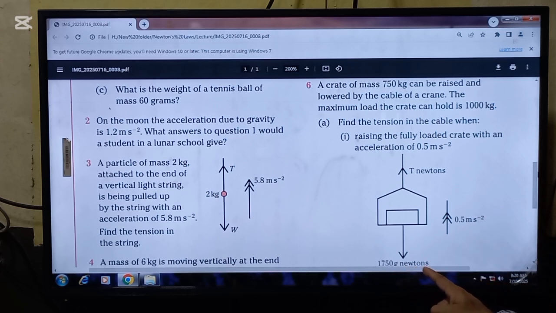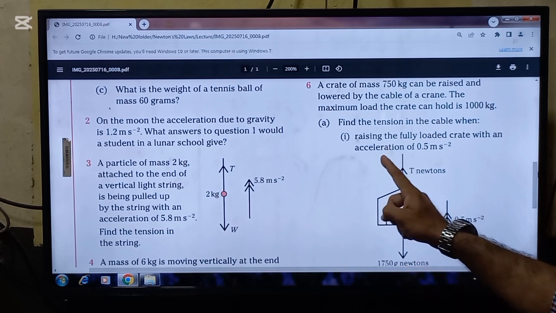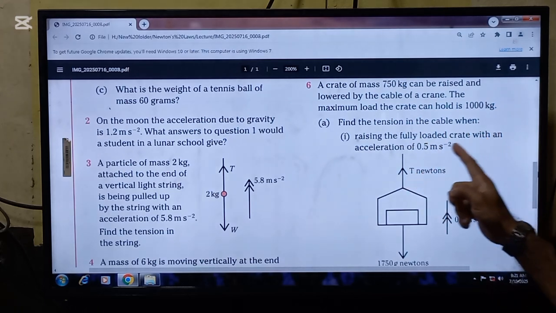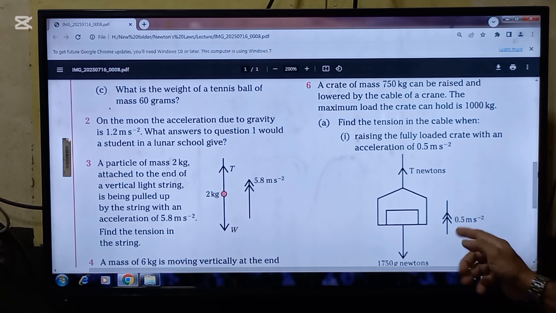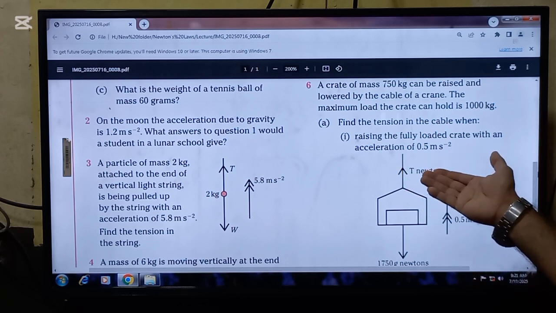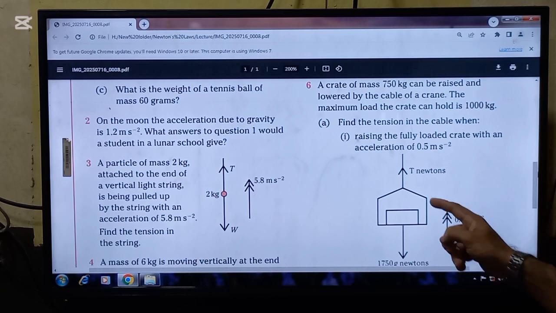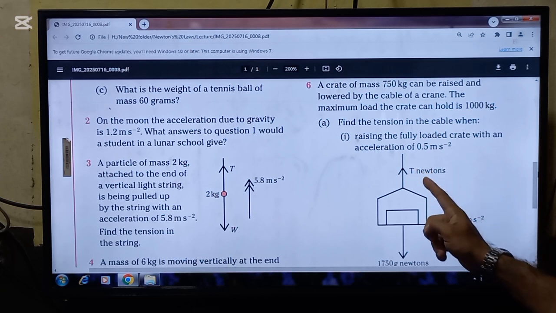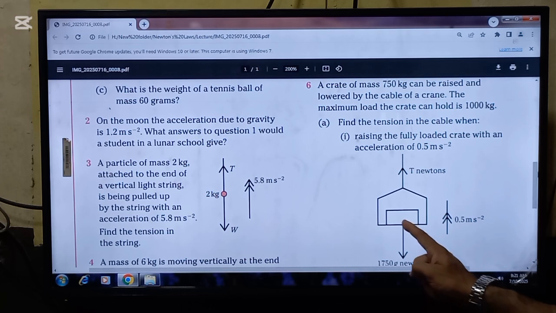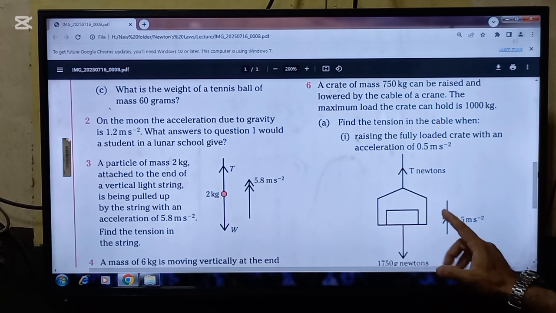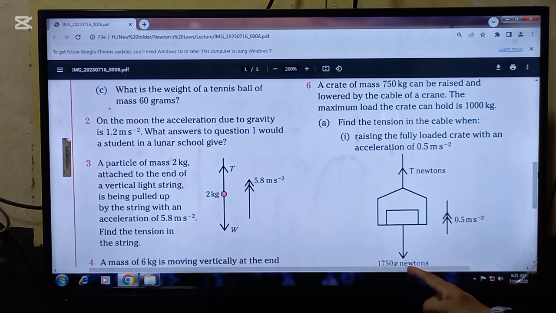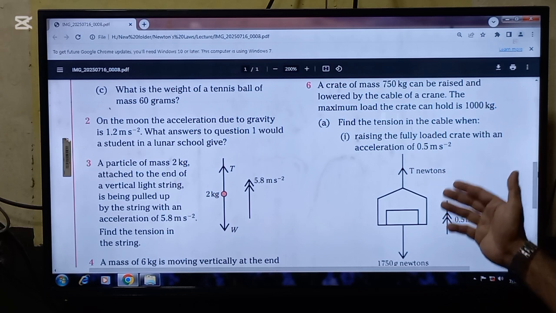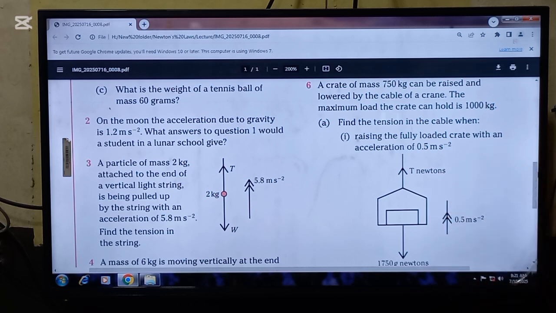So look now, this is the total mass of the container, and in A part it is required to find the tension in the cable when raising the fully loaded crate with an acceleration of 0.5 meter per second square. When the crate is raising upward, the tension in the rope should be greater than the total weight of the container. So the resultant force is equal to MA, and M will be this one, and A is definitely G, that is 10. So this will be the concept of the first part.